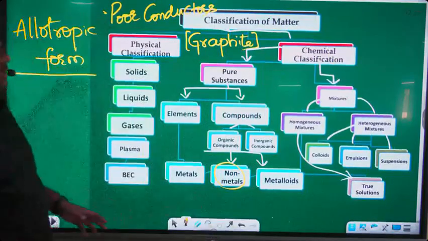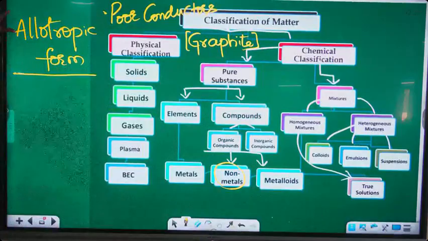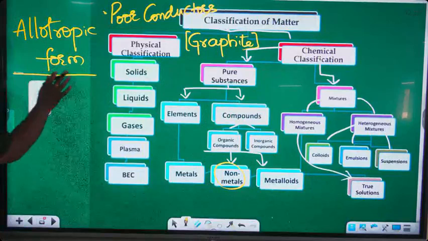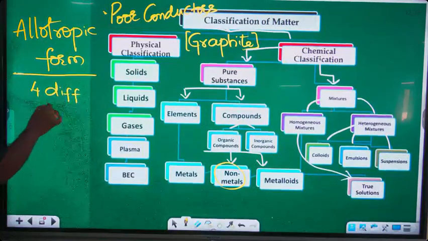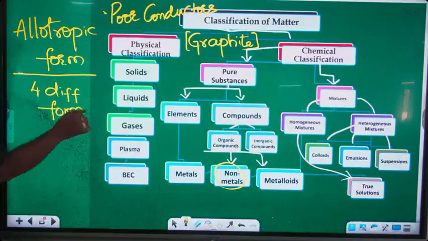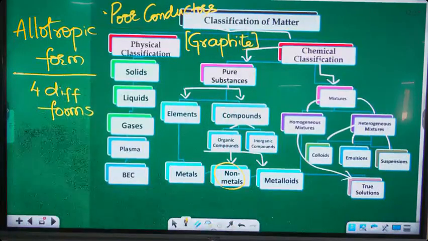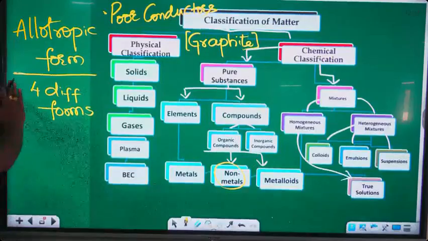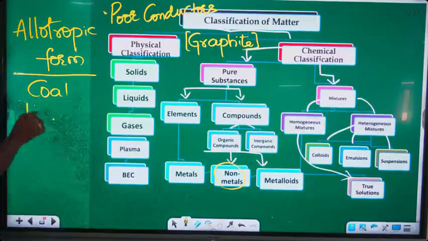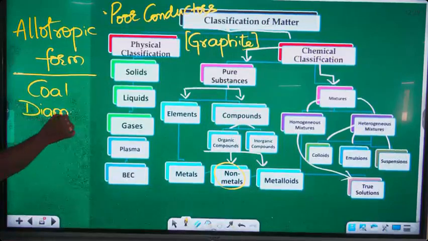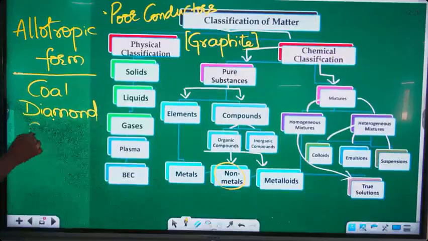Now even in the case of carbon, what do you write here? Graphite, we say, is an allotropic form of carbon. How many forms is carbon available in? Carbon is available in 4 different forms. Carbon is available in 4 different forms. The first one is coal, the second one is diamond. This is a regularly asked question.